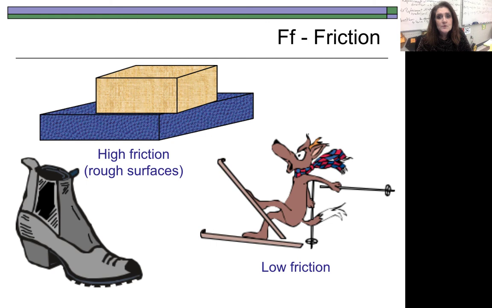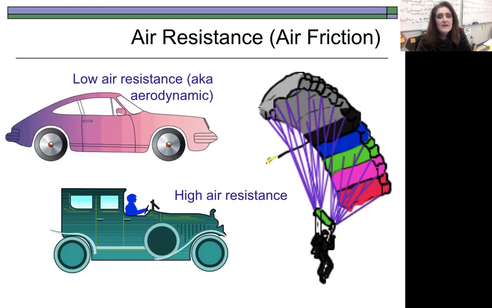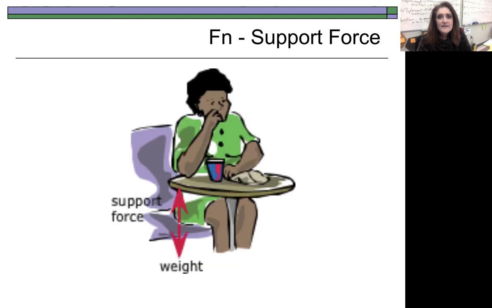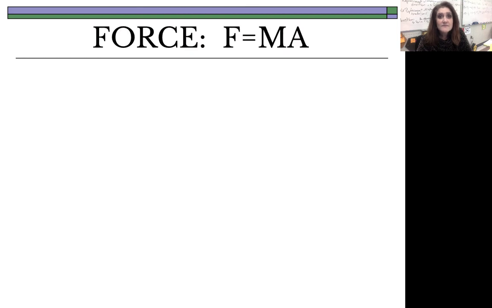Friction is the third force, and you can have a lot of friction on rough surfaces or very low friction on ice or tile. Friction also includes air resistance. Some objects have very low air resistance, others have very high air resistance or air friction. And finally, you get the Fn, or the normal or support force. This is the force that holds all objects where they are.